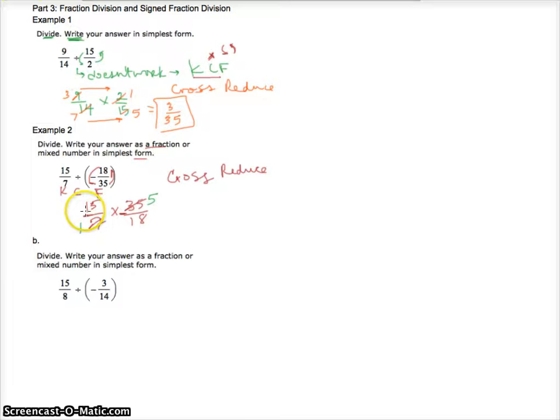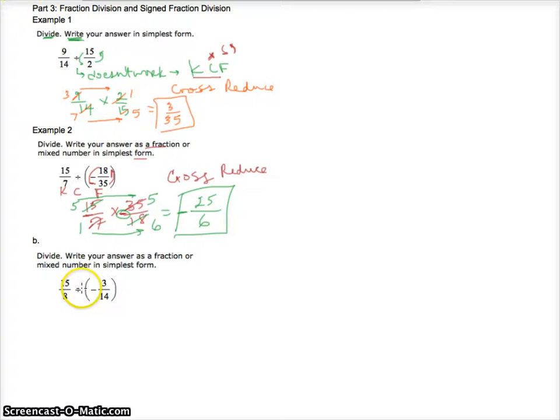The next thing I want to do is look at 15 and 18. Those both have 3, and 15 divided by 3 is 5. 18 divided by 3 is 6. So now I can multiply straight across. 5 times 5 is 25. 1 times 6 is 6. I have 1 negative sign, so my answer is going to be negative 25 over 6. I cannot reduce 25 over 6 anymore. That's just my answer. Let's look at one more together.